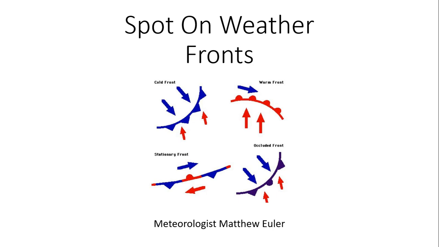And there's many different ones. As you can tell by the title slide here, there's different symbols that represent different types of fronts, whether we're talking about a cold front, a warm front, a stationary front, as well as an occluded front. So let's get right into the details on these very important weather features.